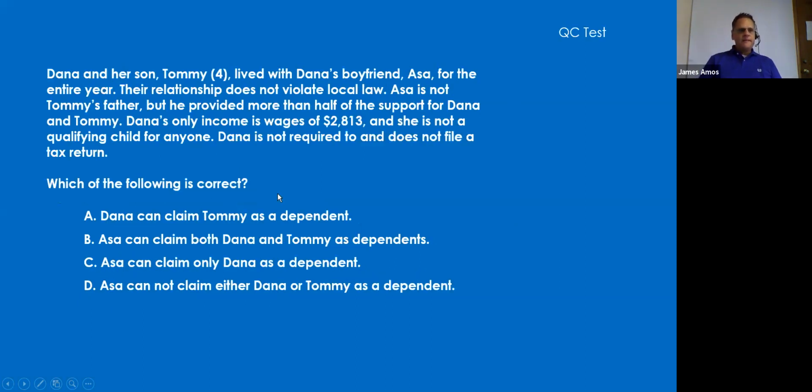Okay, let's look at another one. Dana and her son Tommy, 4 years old, live with Dana's boyfriend, Asa, for the entire year. Their relationship does not violate local law. Asa is not Tommy's father, but he provided more than half the support for Dana and Tommy. Dana's only income is wages of $2,813, and she's not a qualifying child of anyone. Dana is not required to and does not file a tax return. Which of the following is correct?